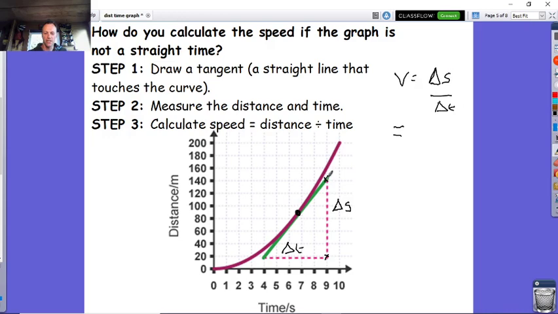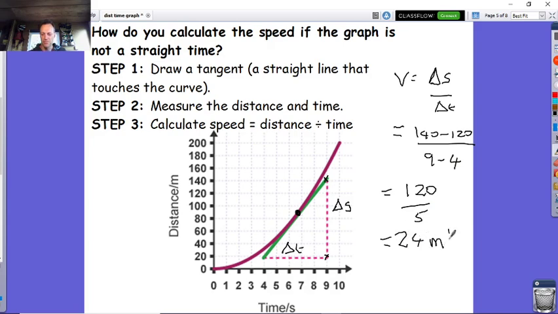Therefore, your delta S is going to be 140 minus the other one here, which I'm going to say is 120. Then your change in time is going to be 9 minus 4. You put that into your calculator, you get 120 divided by 5, which gives you 24 meters per second. It's very important in an examination question to show the two values you're taking from here to there, 140 minus 20 and your 9 minus 4, and show all the working so you can gain the marks.